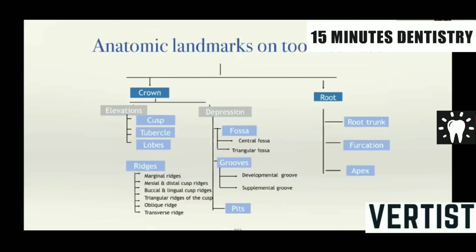Whenever we talk about these structures, you should know what is present on the tooth surface. On the crown, what are the elevations and depressions present on the molar surfaces? Elevations are the cusps, the tubercles, the lobes. What types of ridges are present? Marginal ridges, mesial and distal marginal ridges, buccal and lingual cusp ridges, triangular ridges of the cusp, the oblique ridge, and the transverse ridge. Any tooth has elevations and depressions. Depressions in the molars can be fossae, grooves, or pits. Fossae can be the central fossa, triangular fossa, distal and mesial fossa. Grooves can be developmental grooves and supplemental grooves, and pits can be the central pit, mesial and distal pits. Then the root portion: root trunk, furcation, and the apex.